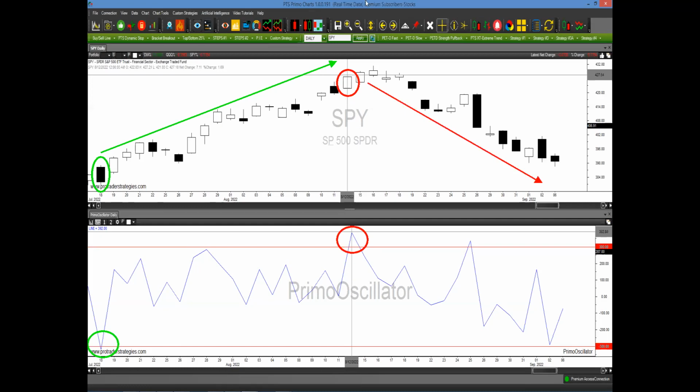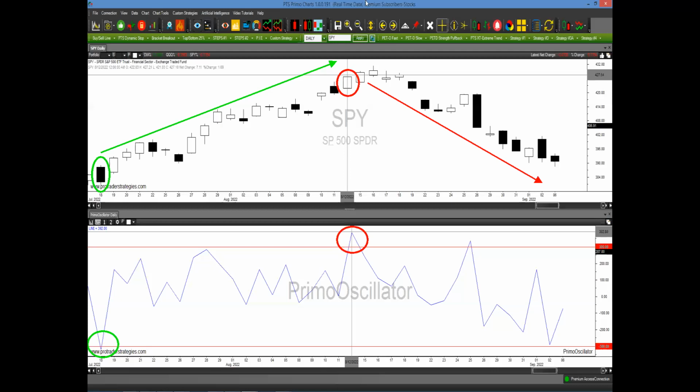Now, it took a couple of bars to get there, but remember, this is not a type of predictive tool that picks the exact top or the exact bottom. It's simply signaling a price direction change that is coming very soon. And as you can see, 2 bars later, the market changed direction entirely.